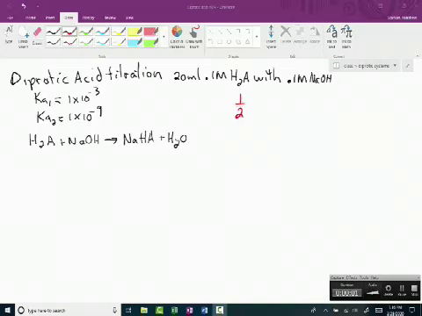This video is about the titration of a diprotic acid. We're going to pick a real nice system, 20 milliliters of 0.1 molar H2A, and we're going to titrate it with sodium hydroxide. I just made up some numbers. Ka1 is 10 to the minus third, and Ka2 is 10 to the minus ninth.